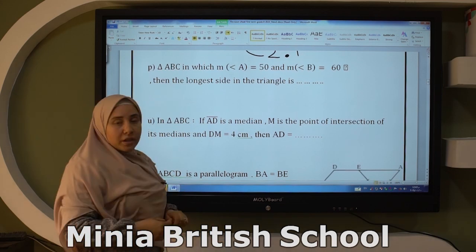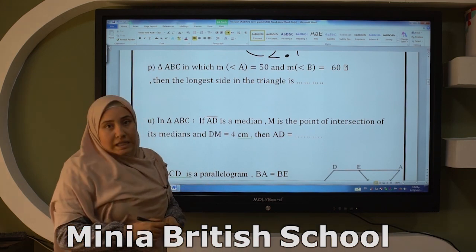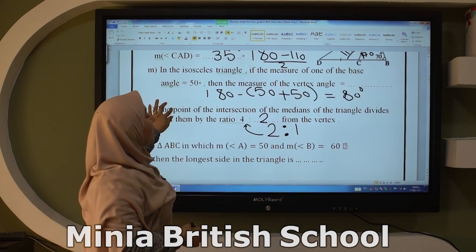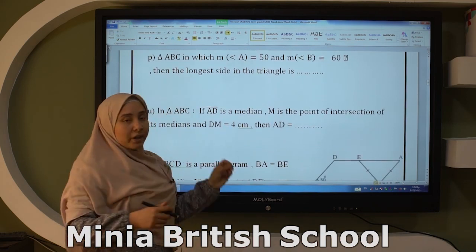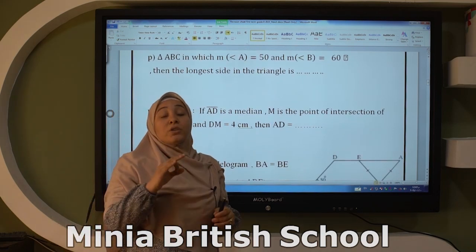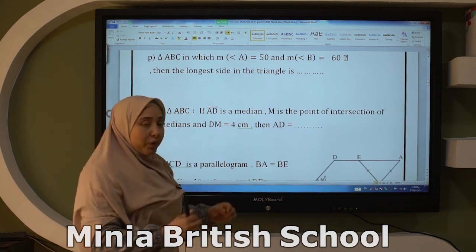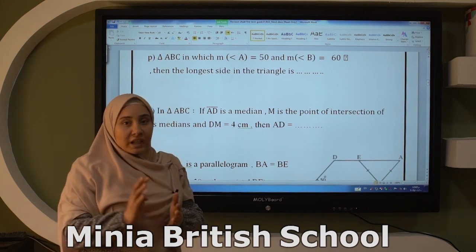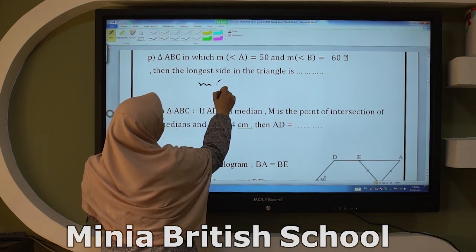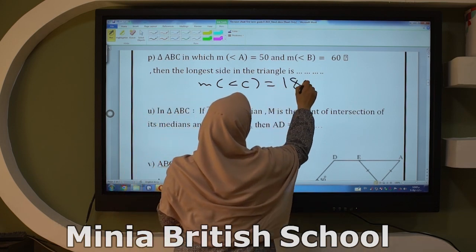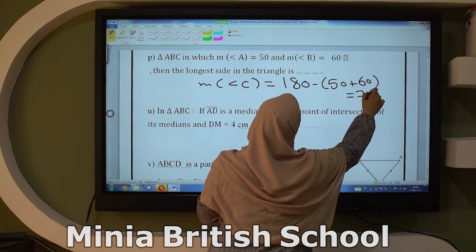Letter P, the triangle ABC in which the measure of angle A equals 50, the measure of angle B equals 60 degrees. To determine the longest side in the triangle, you must have the measures of the three angles. So now we need to find the measure of the third angle, which is the measure of angle C. It equals 180 minus 50 plus 60, which equals 70 degrees.